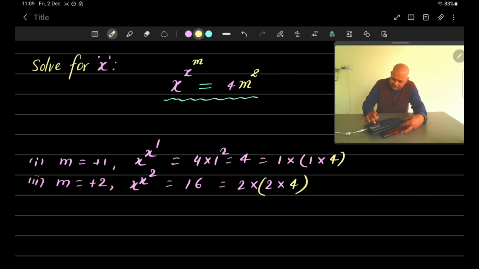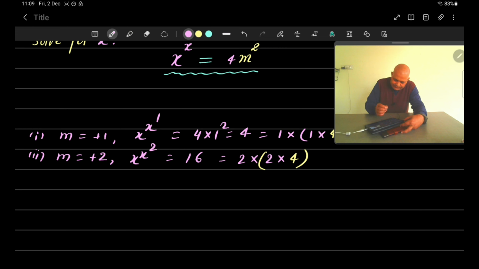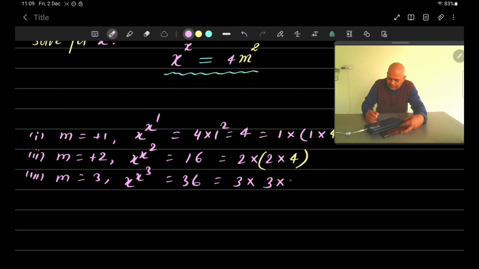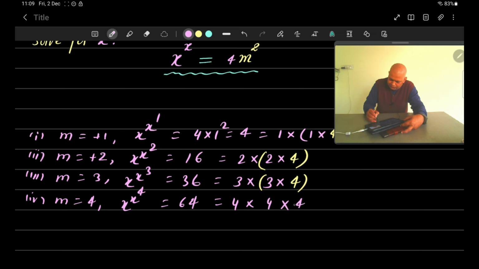So you can write it here this way. Once again, if m equals 3, the question will become x to the power 3, and that will become 36. And you can write here 3 times 4. Okay, just see here. Now, question number 4 will be m equals 4. x to the power 4, and that will become 64, and this can be written as 4 times 4 times 4.